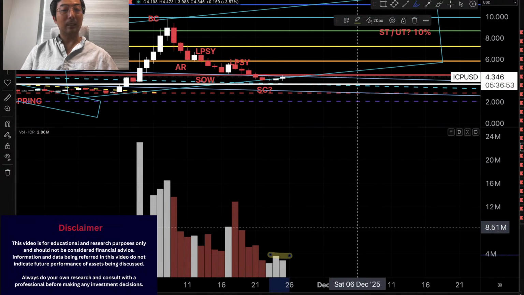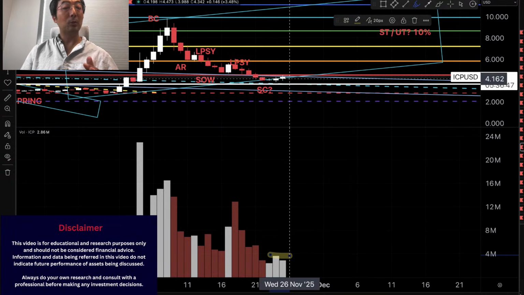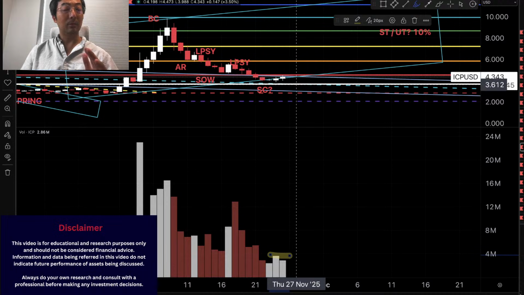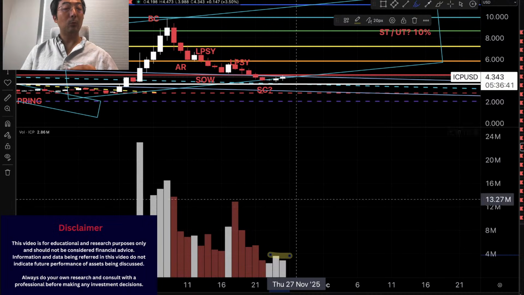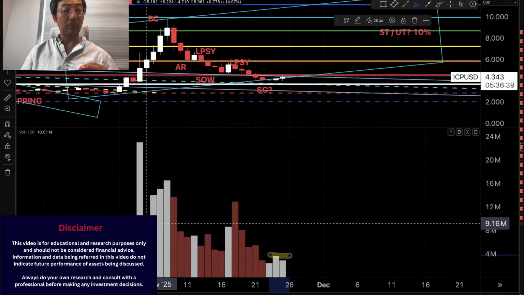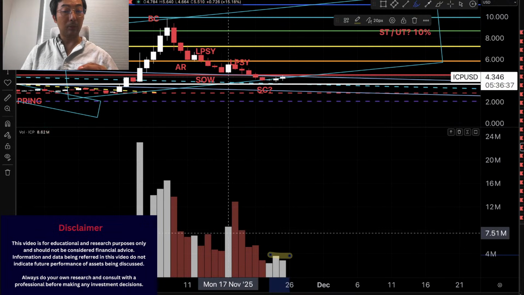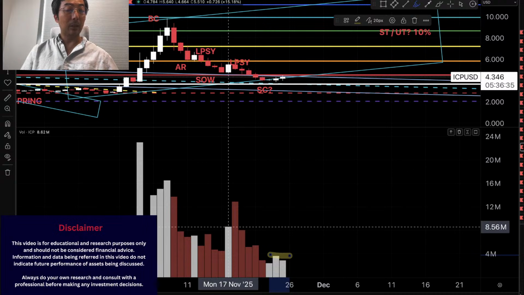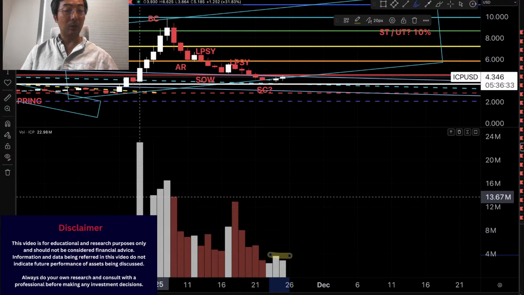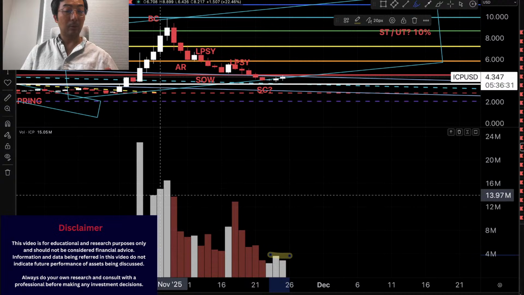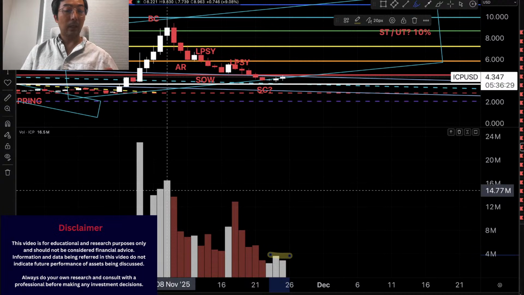These 3 days, the volume remains low. That means there are not a lot of people jumping in yet. What we hope to see is the volume getting back to at least the November 17th level, if not the November 6th, 7th, 8th.